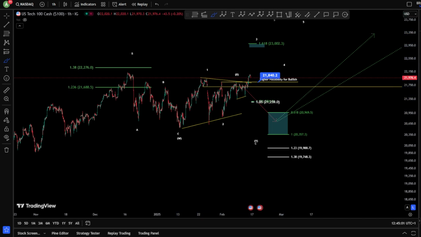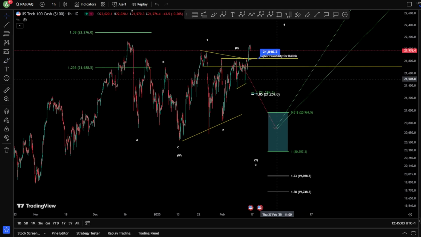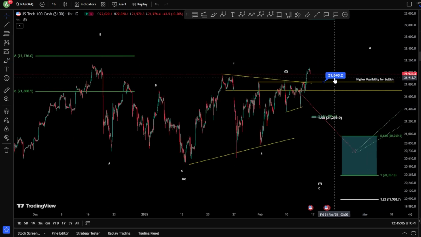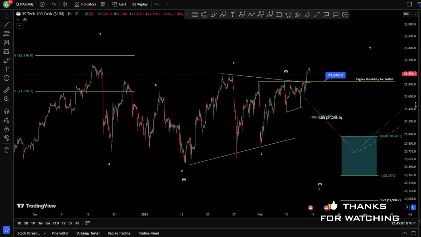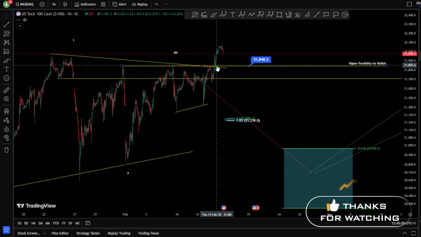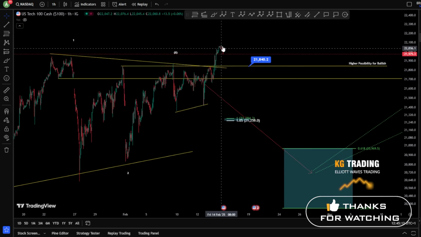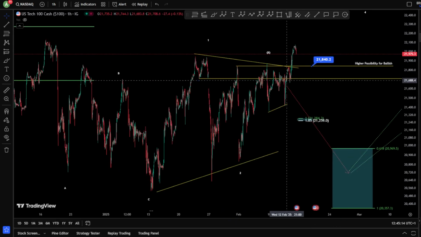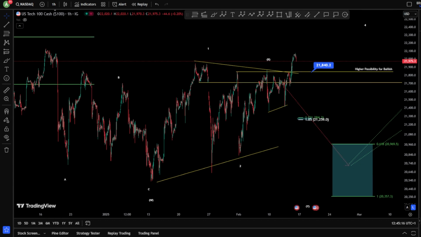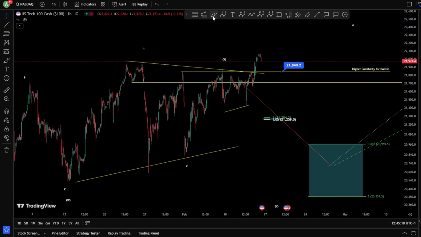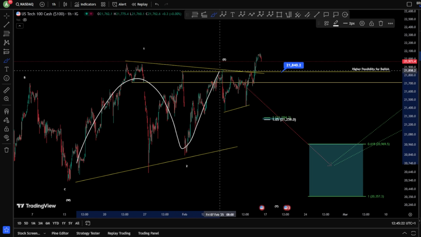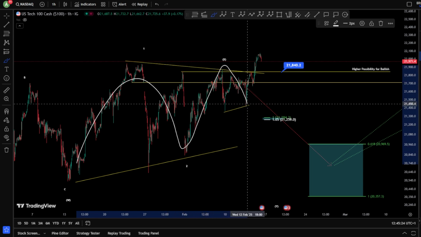Breaking this, as you can see, gives a higher possibility for bullish by breaking the 21,840. And this is exactly what happened. We broke it yesterday, and then we moved higher. And now currently you are in a wave 3 of 1 here, because you have a 1, 2, and then you're looking for another 1, 2, right?